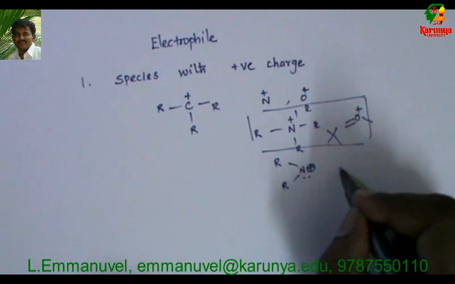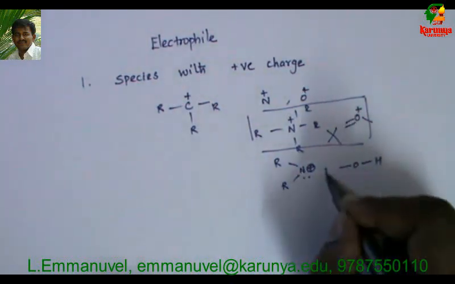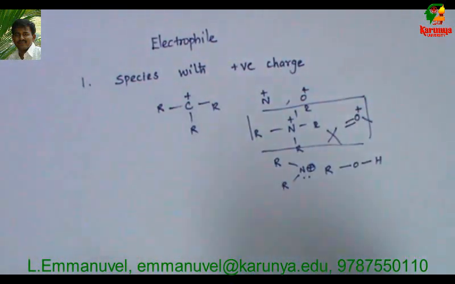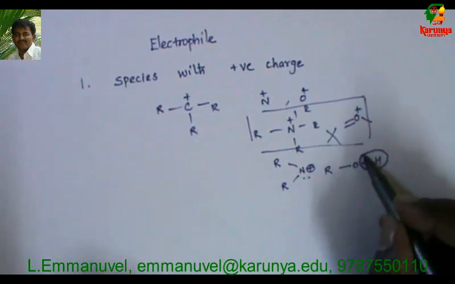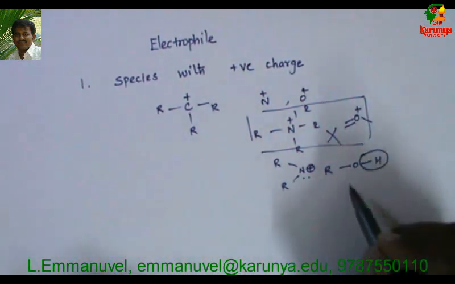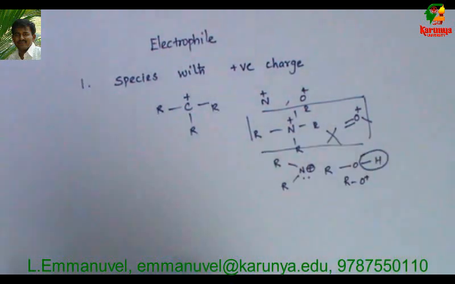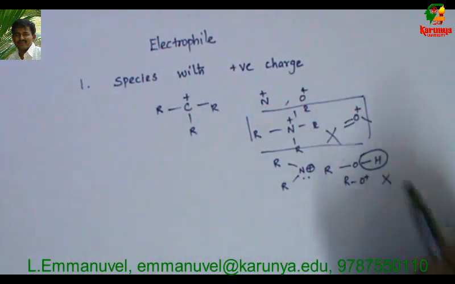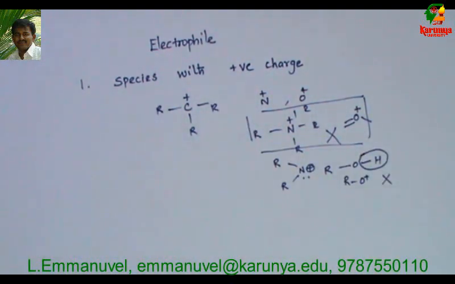Similarly, in the case of oxygen, there are two bonds, say alcohol. If this has been removed, you will get O plus. But this is not possible. The reason I will explain later. It is not possible to form this. Similarly in nitrogen.